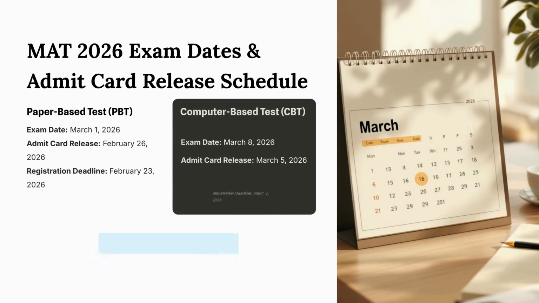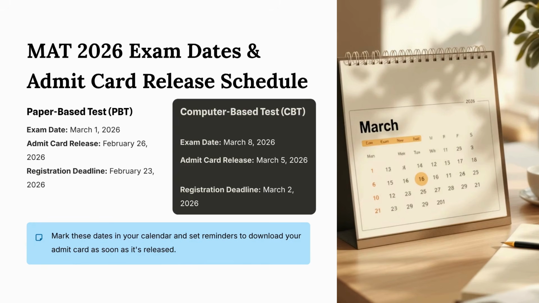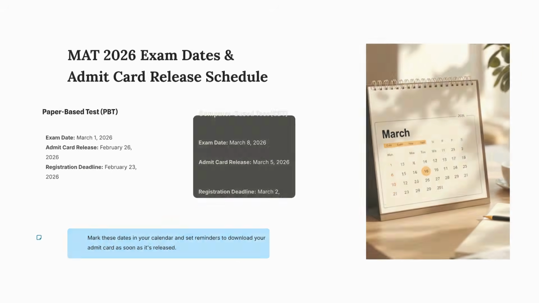Here are the key dates you should remember. For the PBT, the exam is scheduled for 1st March 2026 and the admit card will be released on February 26, 2026. For the computer-based test, the CBT, the exam will be held on 8th March 2026 and the admit card will be available from 5th March 2026. We recommend you download your admit card as soon as it is released to avoid any last-minute issues.